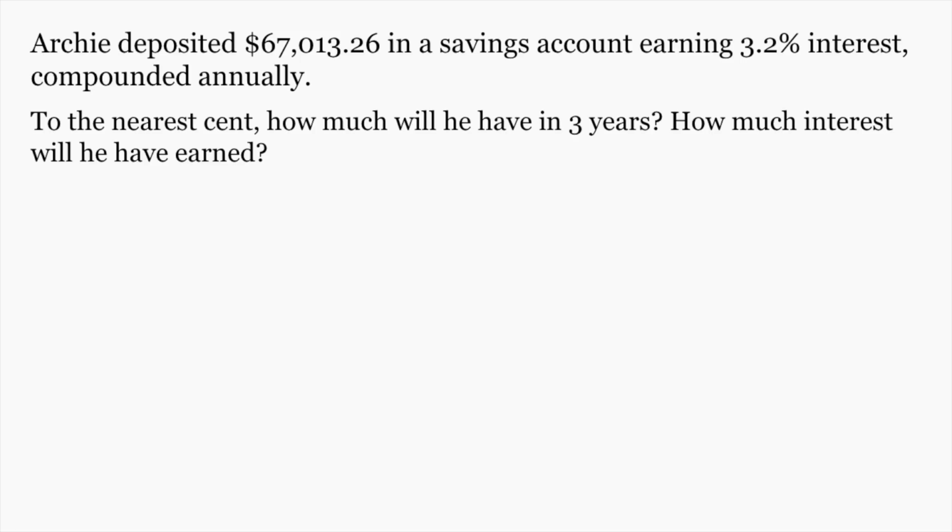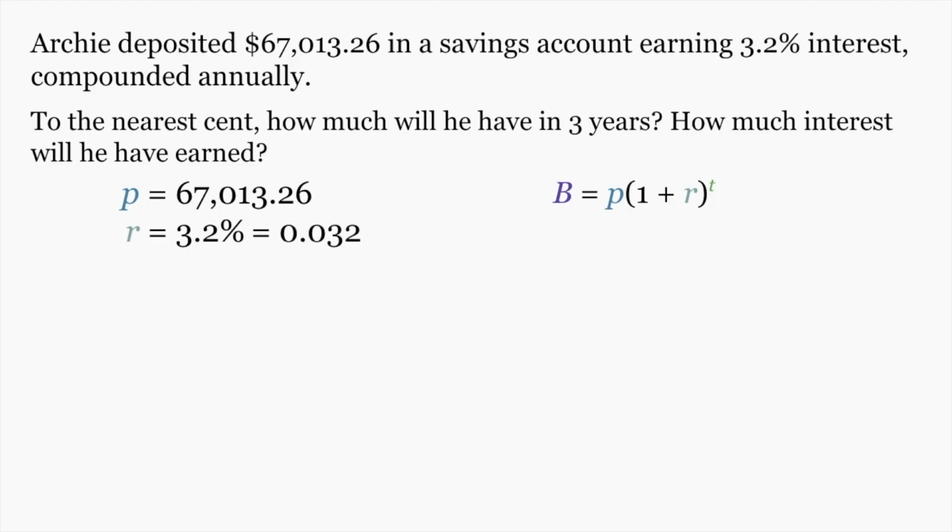Archie deposited $67,013.26 in a savings account, earning 3.2% interest, compounded annually. To the nearest cent, how much money will he have in 3 years? How much interest will he have earned? Using the compound interest formula, the principal P is $67,013 and 26/100ths. The rate R is 3.2%. 3.2% is 32 thousandths as a decimal. The time T is 3 years.